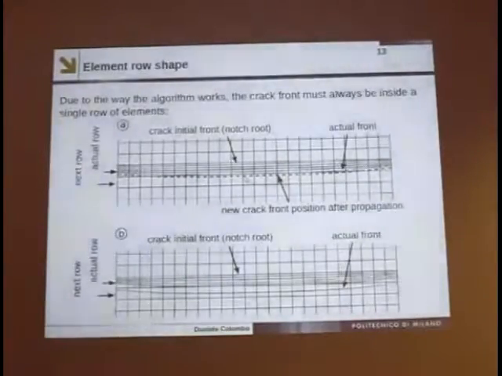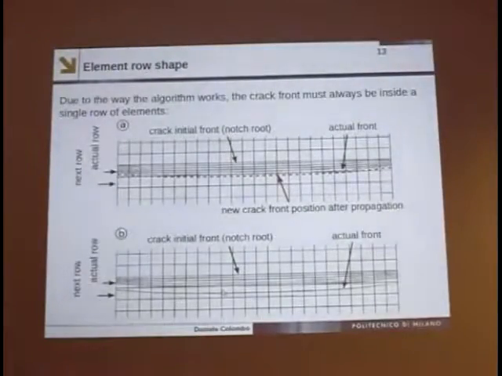The red line is the next crack front evaluated by the algorithm, and you can see that this line crosses the edge between two rows here and on the other side. So this is not possible. You can't handle this with the algorithm. So you must make an artificial advancement of the crack, and this is the situation here. So I add an artificial advancement to the crack.